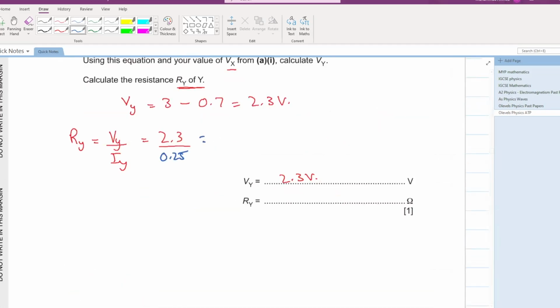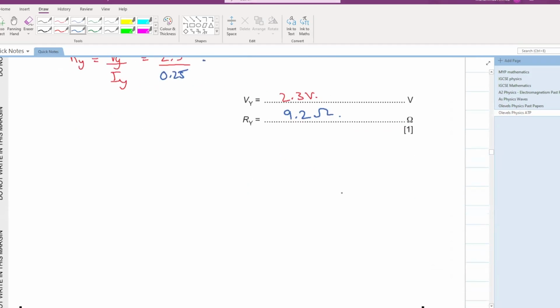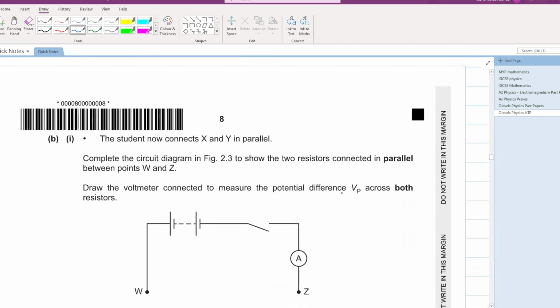What does your answer of resistance come out to be? Your answer of resistance comes out to be 9.2 ohms. 9.2 ohms is your answer of resistance. Perfect. Let's move ahead.